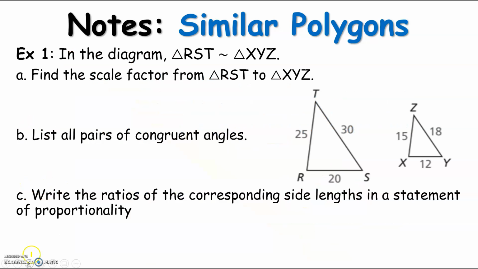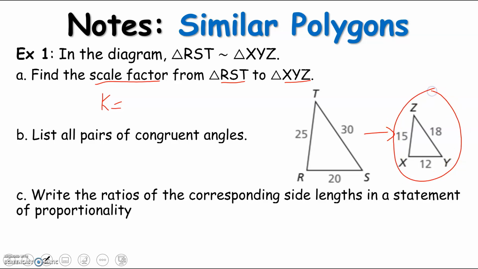Let's take a look at example 1. In example 1, it says in this diagram, triangle RST is similar to triangle XYZ. We want to find the scale factor from RST to XYZ, meaning we're going in this direction for our transformation. In order to find the scale factor K, we will take one side of our image and put it over one side of our pre-image. In this case, it doesn't really matter which side we use.